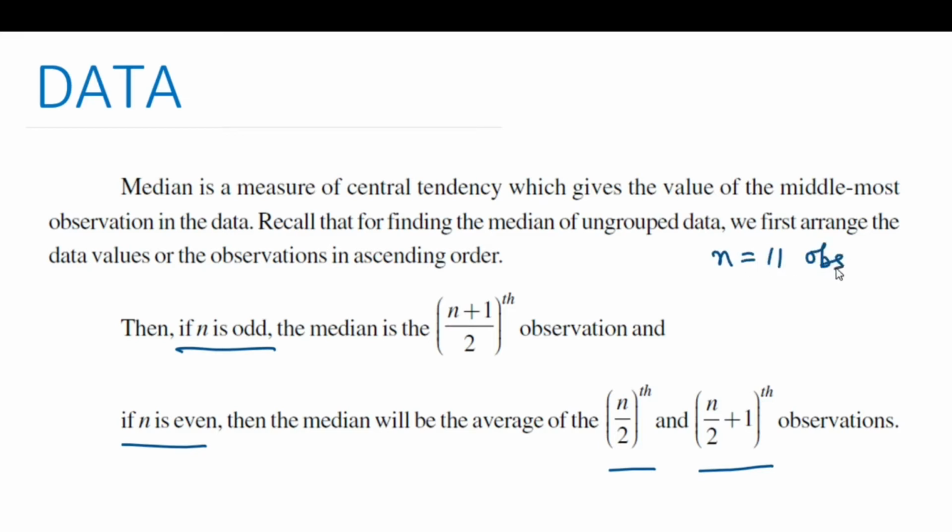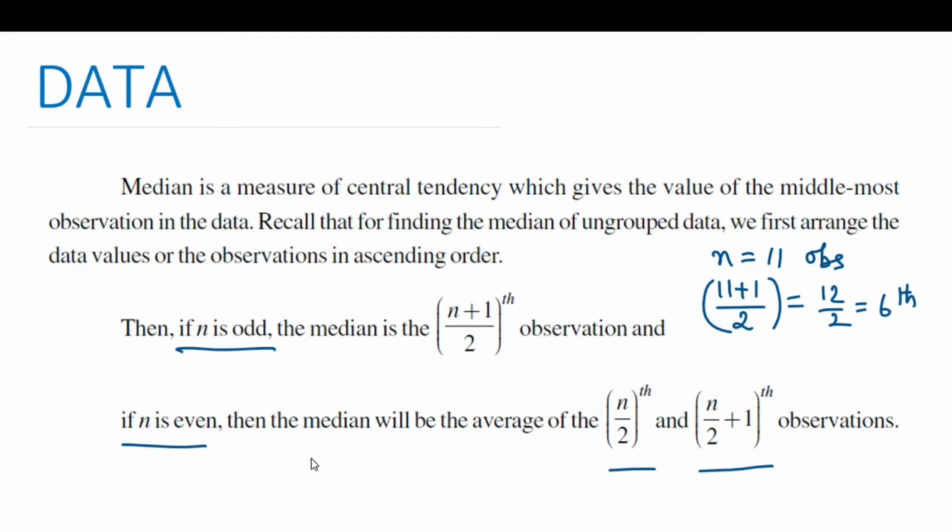Say n is equal to 11. 11 observations are there. Then what is the middlemost observation? 11 plus 1 by 2, this is 12 by 2 is 6. Sixth observation. Sixth observation is middle one when there are 11 observations. When there are 11 observations, 5 observations are to the left of sixth observation and 5 to the right of it.